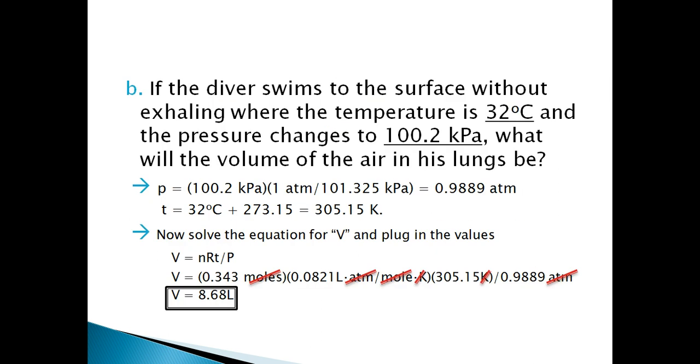For this question, the conditions have changed, but the process hasn't. Instead of solving for number of moles, you will solve for volume in PV equals nRT. Again, before you could plug in pressure and temperature, you had to convert pressure to atm and temperature to Kelvin.